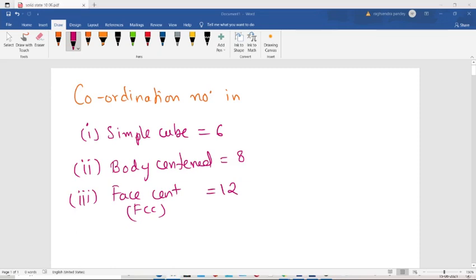Okay, let's see this question. Question number 23. Everybody can see this question. Consider a cube containing n unit cell of cubic system. A plane ABCD is obtained by joining the midpoint of the edge.